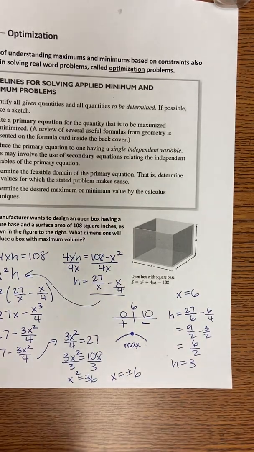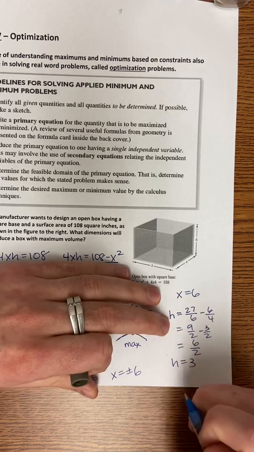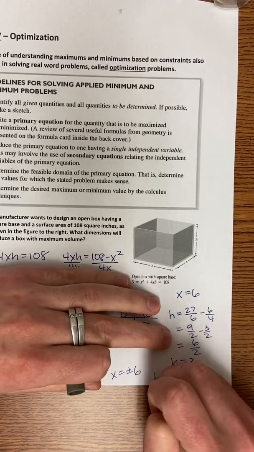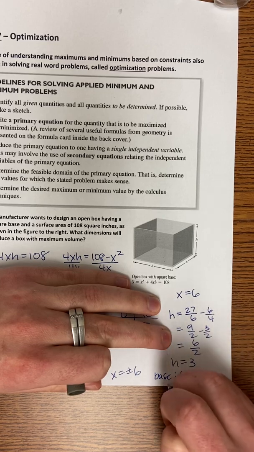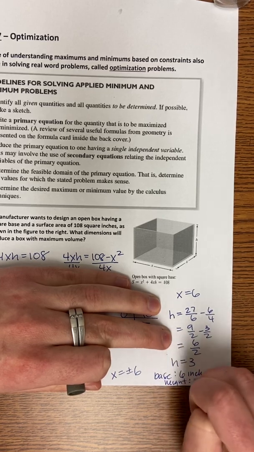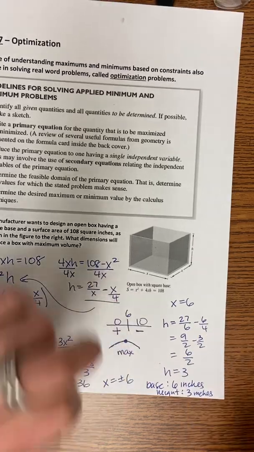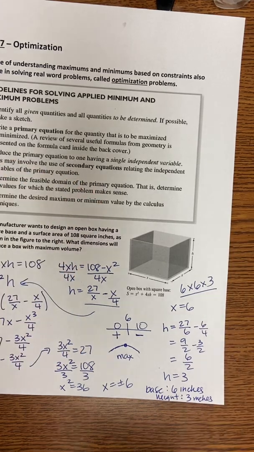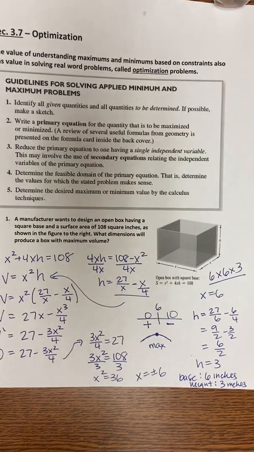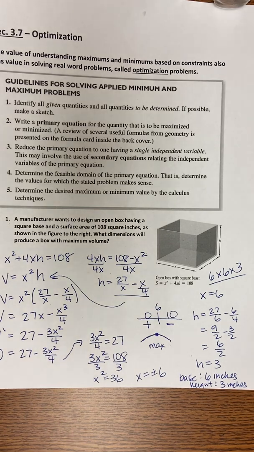So what dimensions will produce a box of maximum volume? Base of 6 inches and height 3 inches. You could also call this dimensions-wise 6 by 6 by 3. Any of those would be acceptable answers. But as you can see, with these problems, it's the setup that's difficult, but following through with the calculus is not nearly that bad. So what I want to do is help you set up number 2, but then leave you to try to solve it from there.